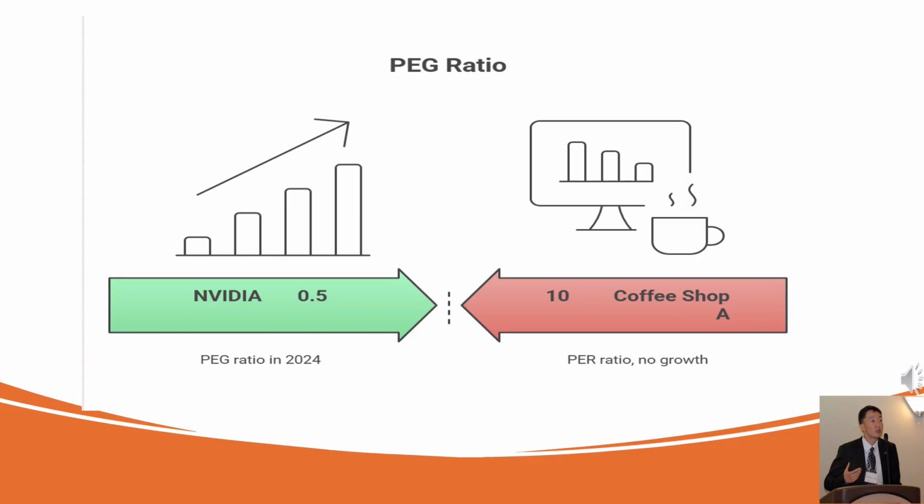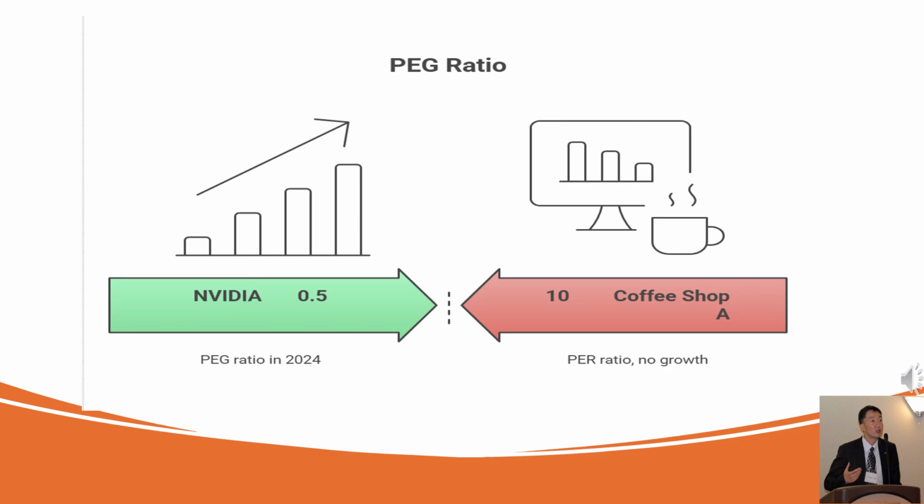The asking price is $1 million. You ask the owner, how much profit does this shop make in a year? And he says $100,000. That means in 10 years you'll make back your investment. That's basically what PER shows, the payback period of a business.